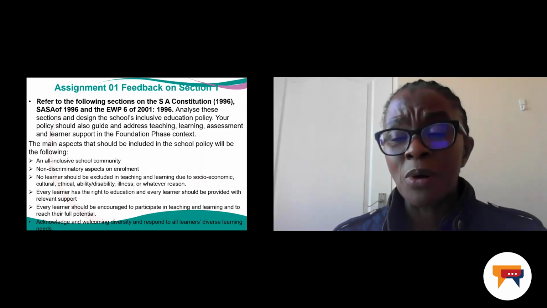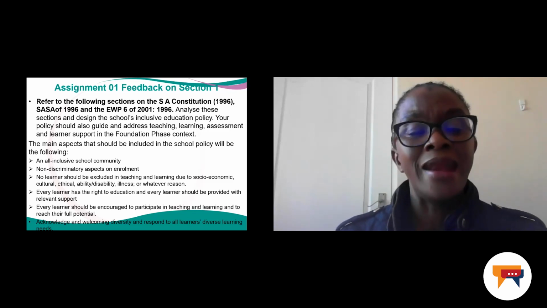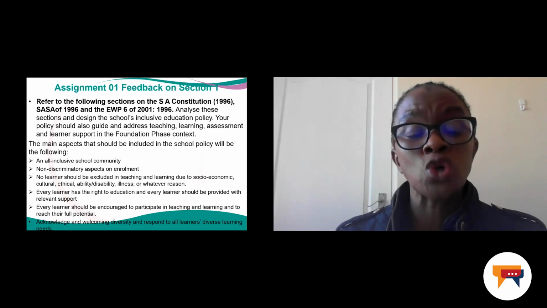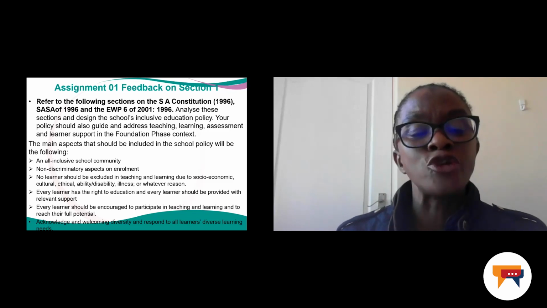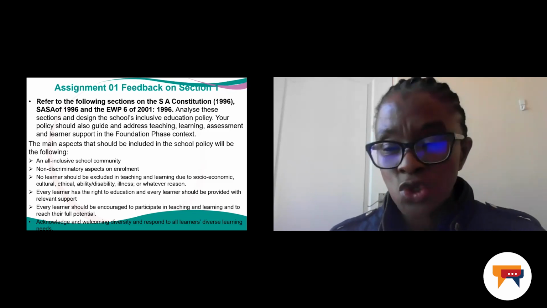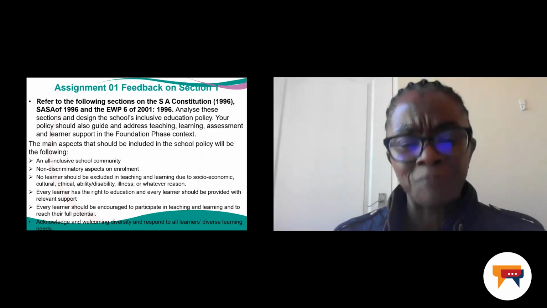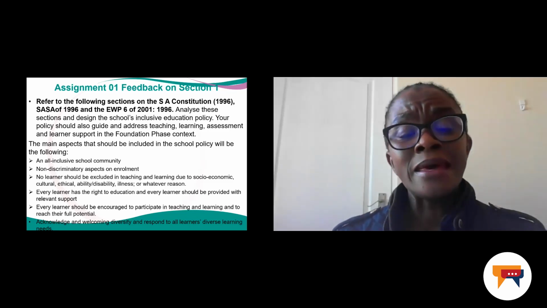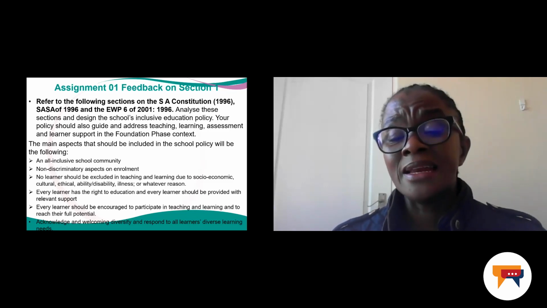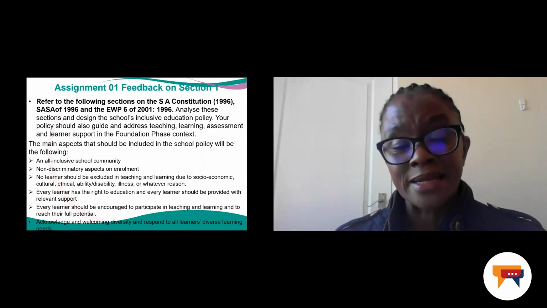And then the policy should also emphasize non-discriminatory aspects on enrollment. The policy should also explain that no learner should be excluded in teaching and learning due to socio-economic, cultural, ethnic, ability or disability, illness or whatsoever reason.